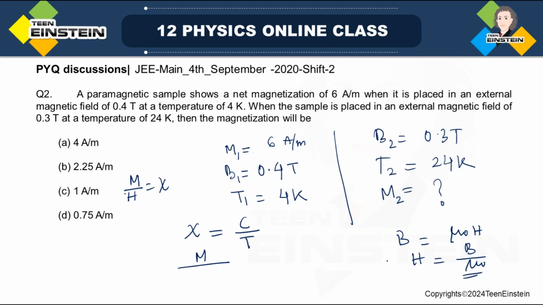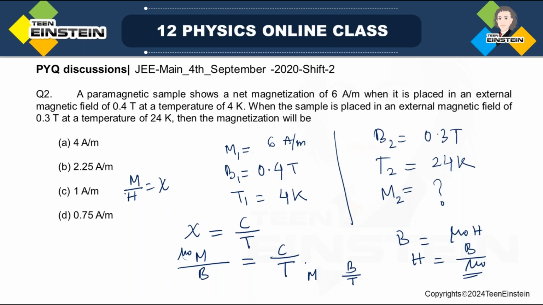Okay, so B by mu, M by H means B by mu, so mu naught will be multiplied here, and this will be B, that is equal to C by T. Okay, C by T. So this constant is actually same for both, and this mu naught is also a constant term. Therefore, I can somehow write M is directly proportional to B and inversely proportional to T with a constant term k, where I have multiplied or divided.